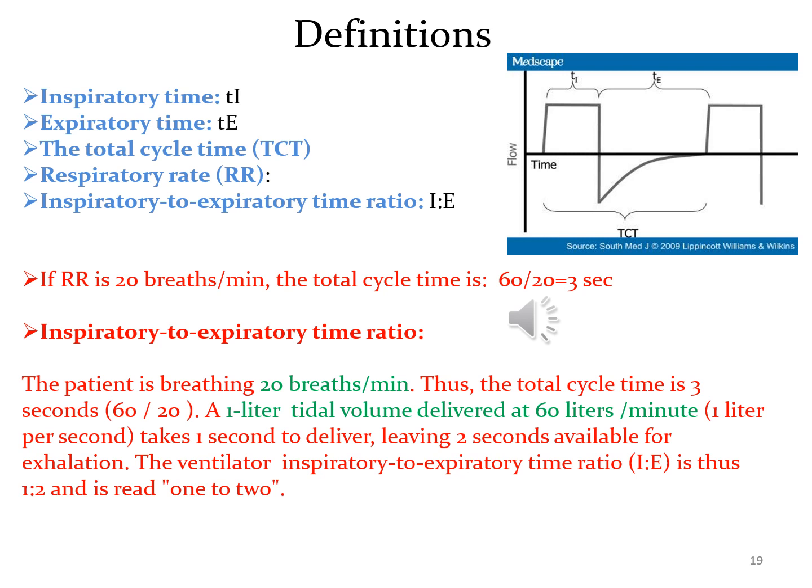Definitions: inspiratory time Ti, expiratory time Te. The total cycle time TCT equals inspiratory time plus expiratory time. Respiratory rate (RR) is the number of breaths taken within a set amount of time. Inspiratory to expiratory time ratio, it refers to the ratio of the inspiratory time to the expiratory time during the breathing cycle.